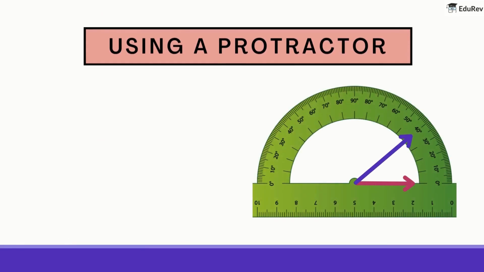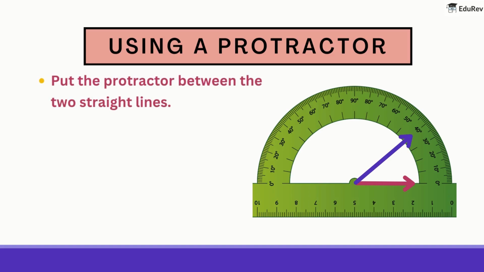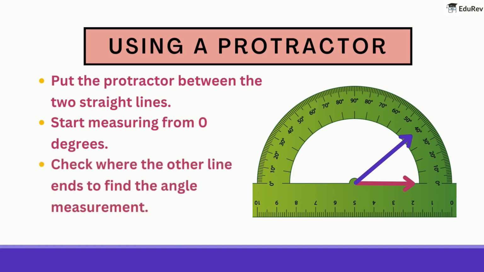Now, let's see how to measure an angle using a protractor. Put the protractor between the two straight lines. Start measuring from 0 degrees. Check where the other line ends to find the angle's measurement. Here, the angle is 40 degrees.